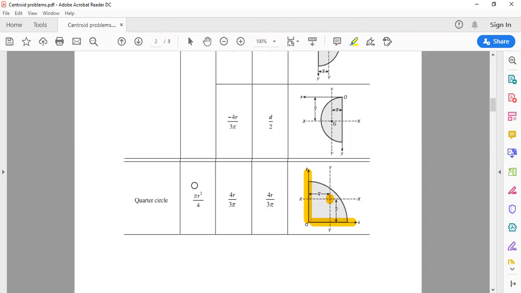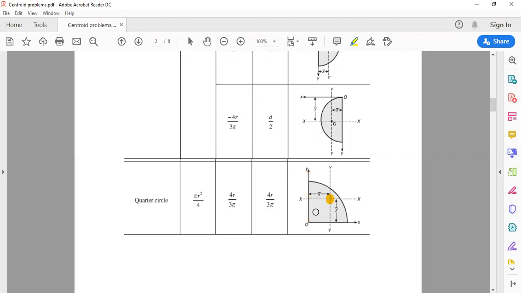Next, the distance of the centroid from y-axis, that is x bar, is 4r by 3 pi, because you are measuring it from the y-axis and you are measuring it from the face. The face is coinciding with y-axis, thereby it is 4r by 3 pi. And since it is measured along the positive direction of x, x bar is with positive sign.